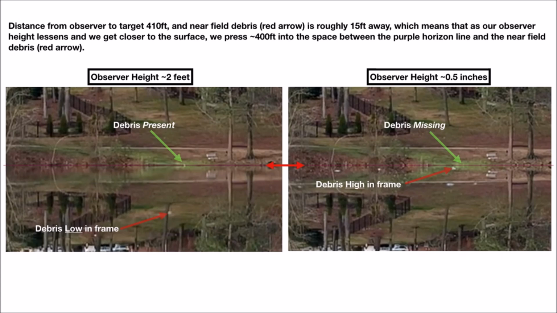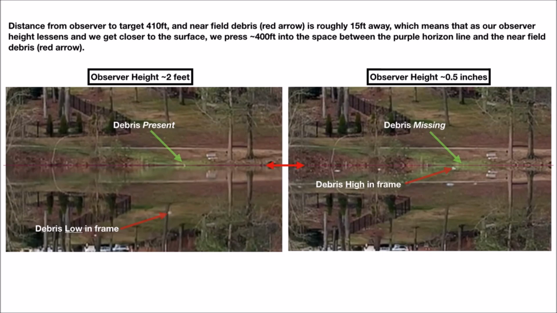And then at about a 2-foot observer height, and then at about a 0.5 inch observer height, you can see how high in the field that piece of debris got near the purple mirror inflection point or horizon line of this image. So again, keep in mind that if this is, let's say, 10 to 15 feet away, and the distance between myself and the debris on the other side is 410 feet, then I am cramming 400 feet of information between the red tip of that arrow and the purple horizon line, which is a lot of information.